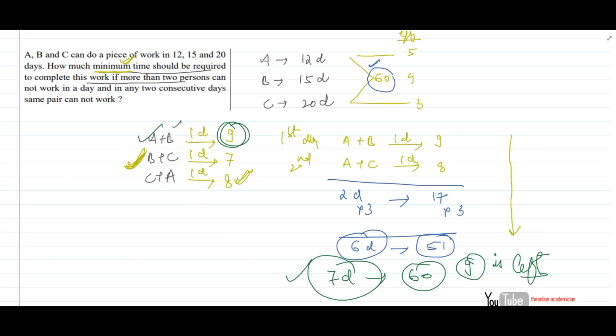Here if we have included b plus c also as a pair, it will be greater than 7 days. That's why we have taken a plus b and a plus c alternatively, because we have to find out the minimum time. And if we take b plus c as well, it will be greater than 7 days. So our answer will be 7 days.